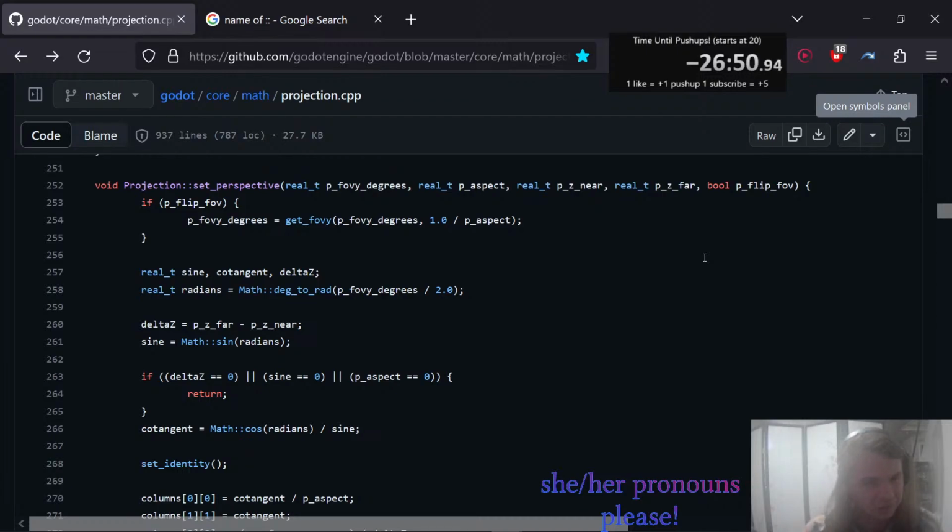Real t radians equals math double colon. I don't know. It feels wrong, but we'll do it. Real t radians equals math degree to rad... where? This is just confusing me. Yeah, I'm here for the pain. Okay, well, I guess that's what we're bringing today.